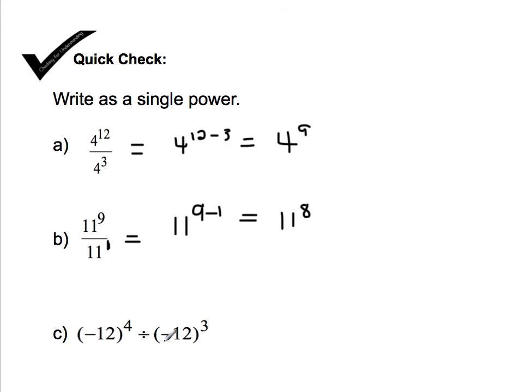Once again, it doesn't matter if your bases are negative. The brackets indicate that the negative is not a subtraction, it's actually a negative, and the base is negative 12. Bases are the same. We must still keep those brackets around our base. 4 minus 3, and I get 1.